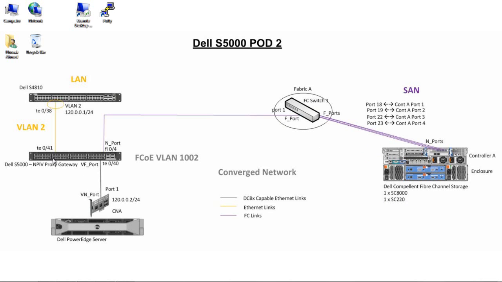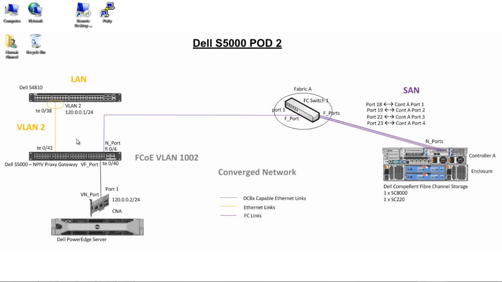The yellow cables show the LAN side of the setup, where the S5000 sends all LAN traffic to the S4810 switch. The purple cables show the SAN connectivity from the S5000 to the Compellent array via the Brocade fiber channel switch. The Dell S5000 acts as an NPIV proxy gateway. NPIV provides FCoE to FC bridging capability on the S5000. The FC switch used, in this case the Brocade fiber channel switch, must also support NPIV. The Dell S5000 switch is connected to an FC switch and acts as an NPIV proxy gateway for respective end nodes.